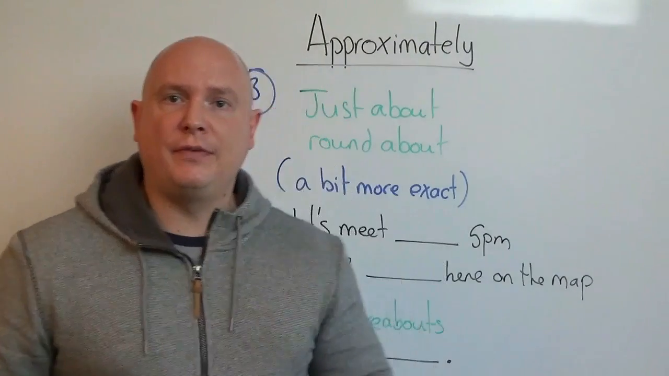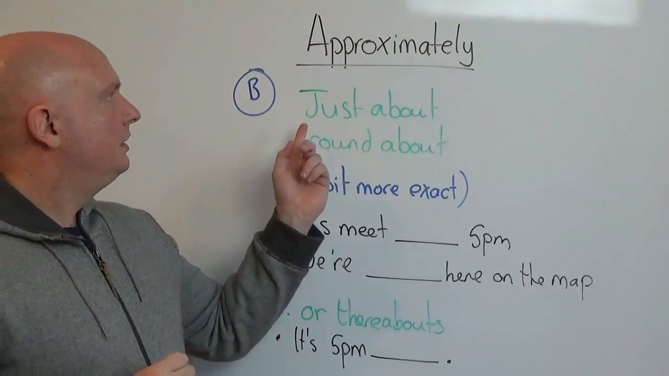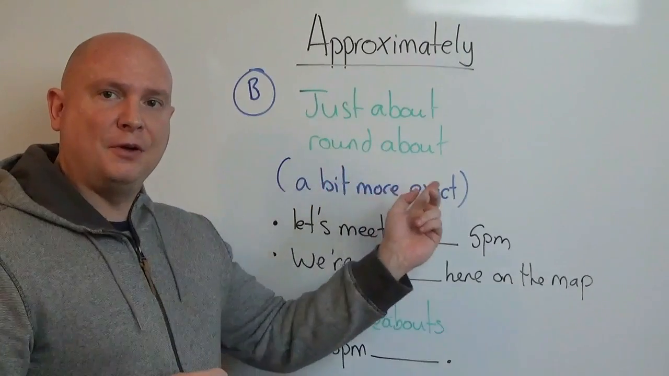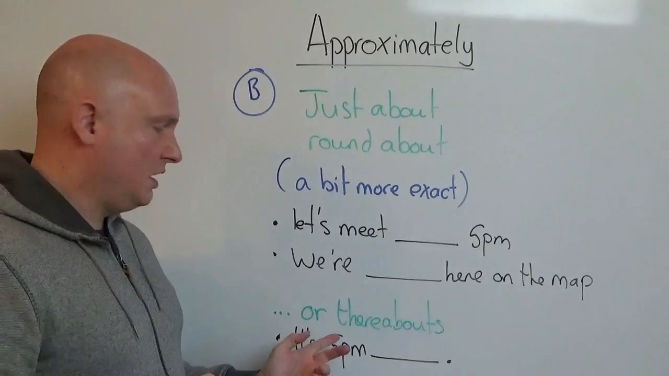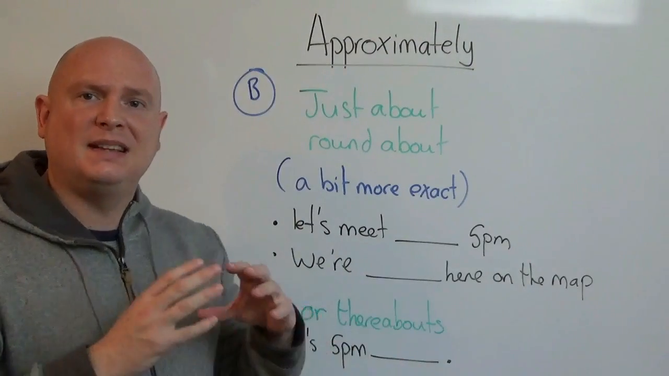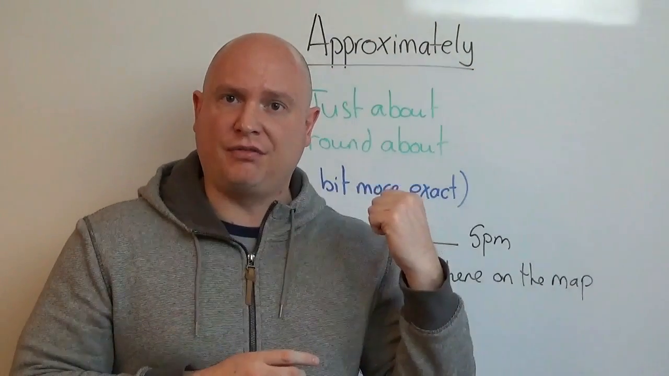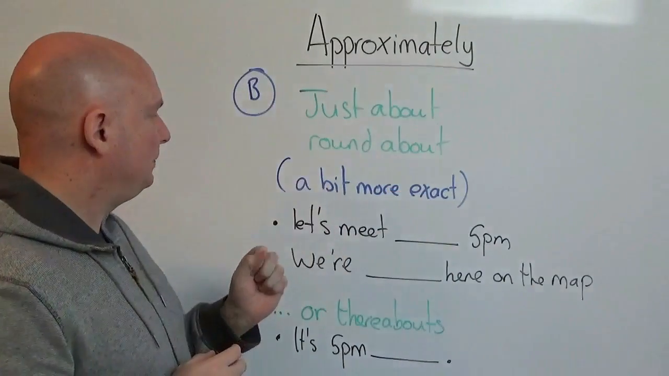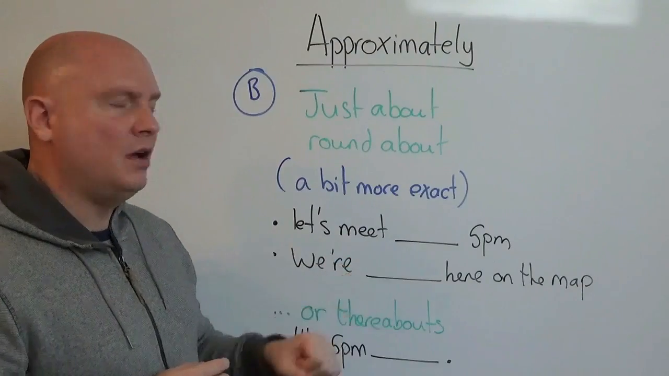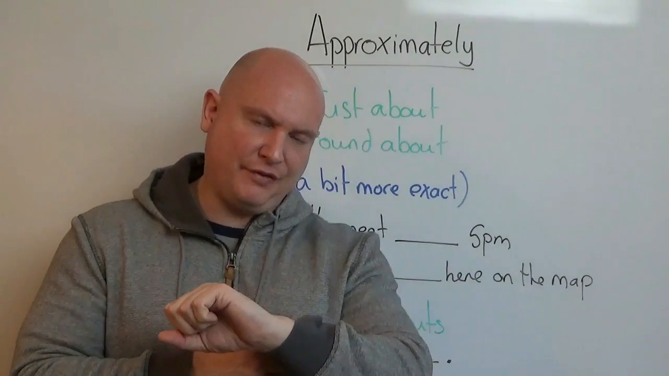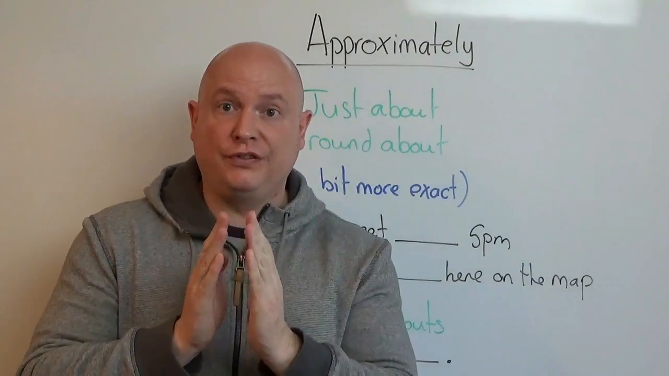Let's have a look at the next section. So here we have part B. Just about, roundabout. These are a bit more exact, like the next one here, or thereabouts. It's a bit more exact than the previous three words. For example, let's meet round about 5 p.m. What's the time? It's just about 5 p.m. It's very close to 5 p.m.